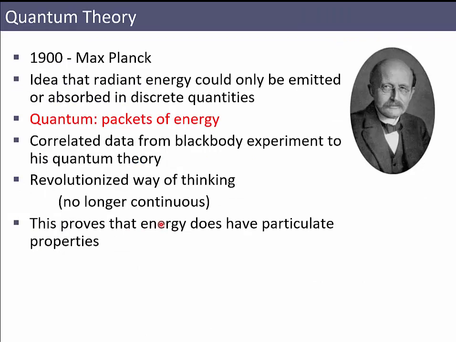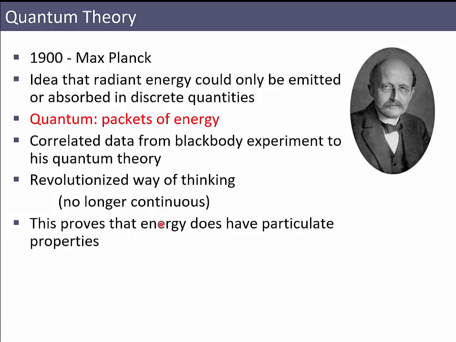In 1900, Max Planck gets the idea that radiant energy could only be emitted or absorbed in discrete quantities. He called these quanta, or packets of energy, and he correlated data from a blackbody experiment to his quantum theory. This totally revolutionized the way we thought about how light and energy work. It made it discrete and no longer continuous. Continuous means there's an infinite variety, an infinite resolution, to how small those changes in the amount of energy would be for a given photon compared to another one.